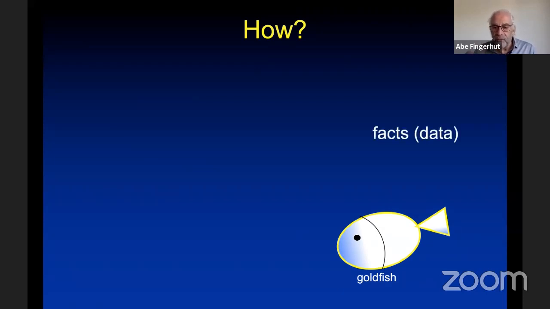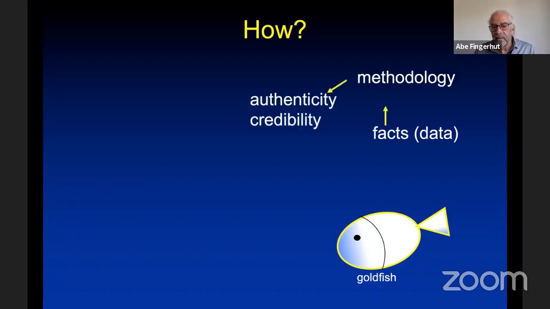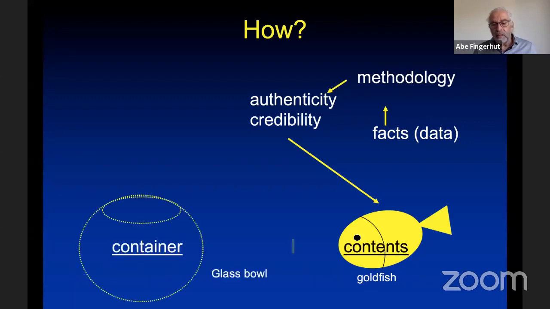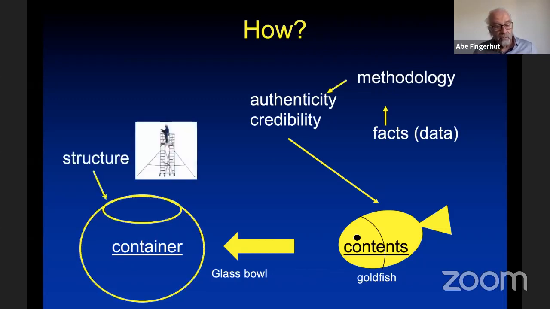Okay. We need good facts, the data. We need good methodology in order for the facts to be credible, authentic. And then, okay, now we have a goldfish. The goldfish is therefore the contents of a paper. And those contents, we have to put into a container, into the glass bowl. Otherwise, the fish doesn't live. There's a bowl, glass, that's the structure. And in that bowl, we have water, which is going to be our medical writing style. Okay, everybody see the allegory?